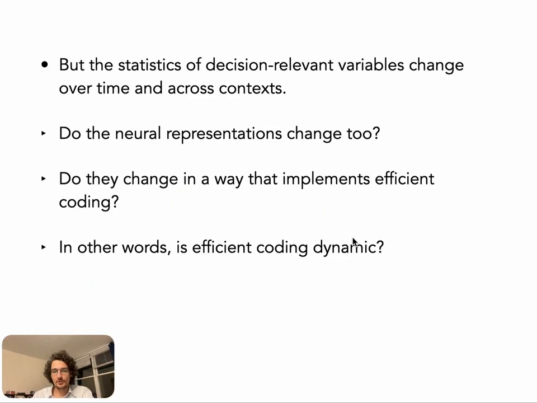But in many situations, the statistics of the decision-relevant variables change across time and across context. So, for instance, if you think of prices, the prices that you will see in the grocery store will be different than the kind of prices you will see if you're looking to buy a new laptop or something like that. So the natural question is, in those cases, do the neural representations change too, and do they change in a way that implements efficient coding? Put differently, the question is: is efficient coding dynamic?